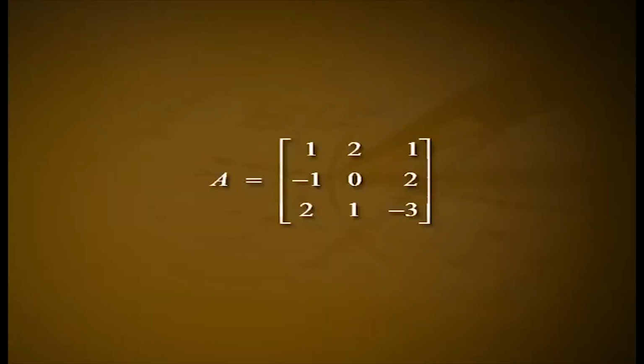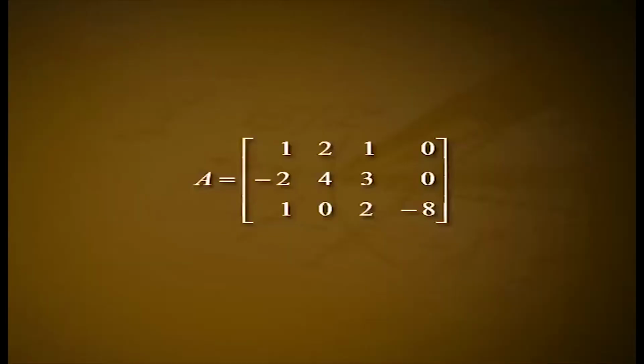Example 3. Find the rank of A equal to matrix 1 2 1, minus 1 0 2, 2 1 minus 3 by reducing to its normal form. Solution. By Example 1, the normal form of A is matrix I3. Hence, rank of A is 3. Example 4. Find the rank of matrix A equal to 0 1 2 4, 0 0 1 3, 0 0 0 0 by reducing to its normal form. Solution.